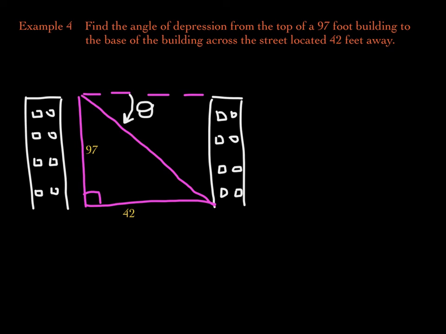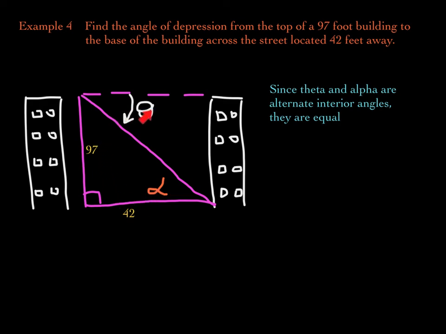I'm going to label this alpha, okay? So theta and alpha are alternate interior angles, which means they're equal. So if we find alpha, we have found theta. To find the measure of angle alpha is to find the measure of angle theta. So here's alpha. So here we go. Notice that the side opposite and the side adjacent of angle alpha is given. So opposite over adjacent. All right, we'll use tangent.